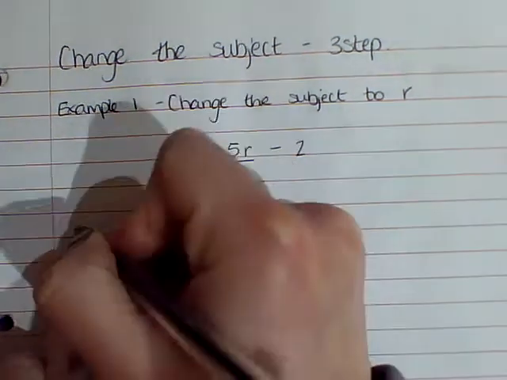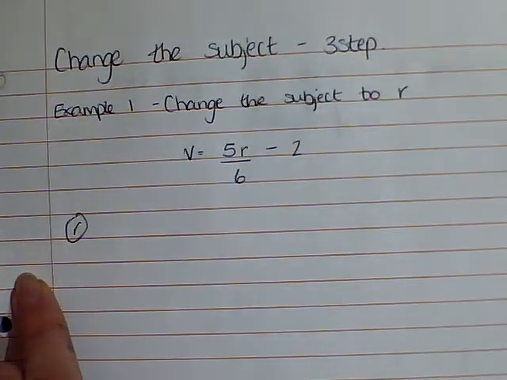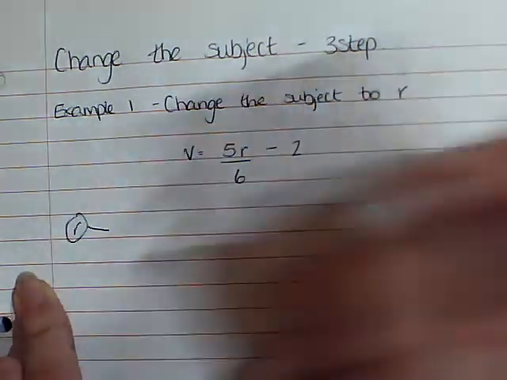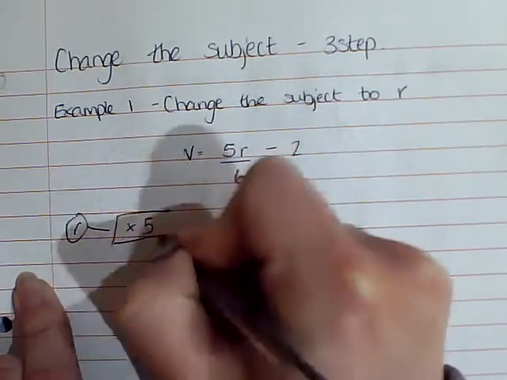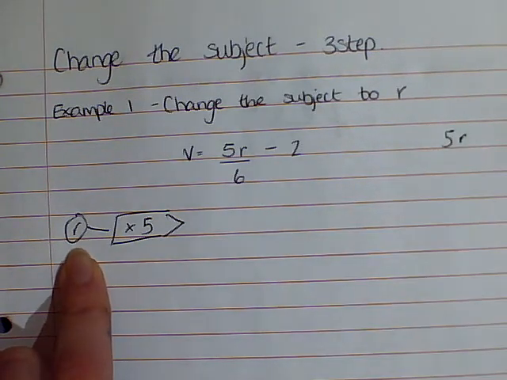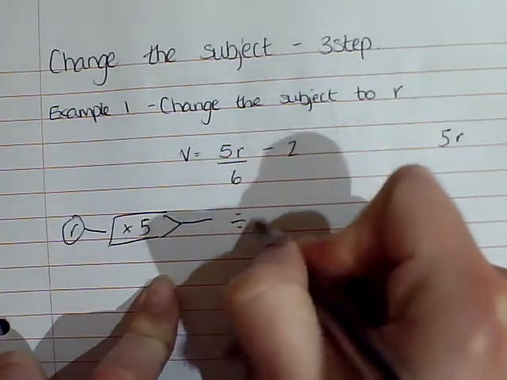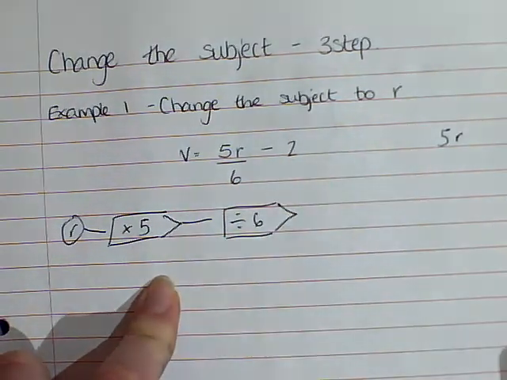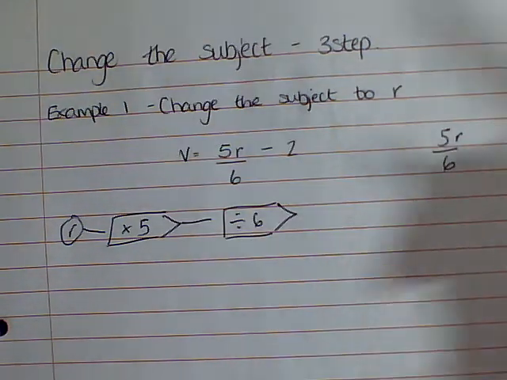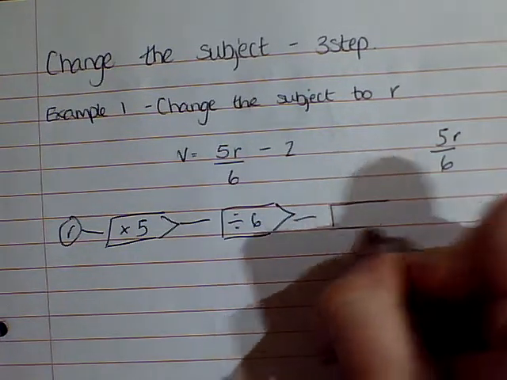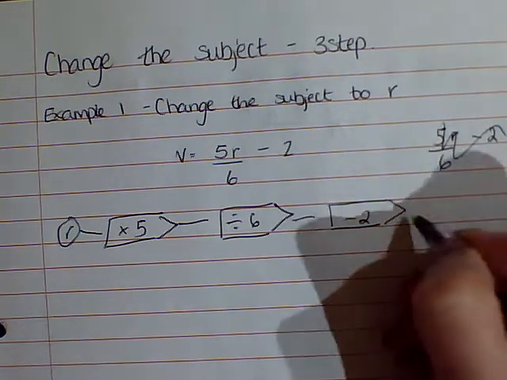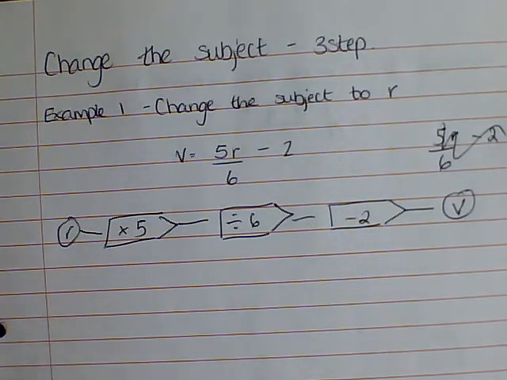So here's R here. Now I've got R times 5 because I've now got 5R. So times 5. If I've got R and I times it by 5, it looks like that. So that's right. And now I'm going to divide by 6. Because 5 times R divided by 6 looks like that. And then we've got this subtract by 2. Good. So that is right. And that gives me the V. So 1, 2, 3 steps.